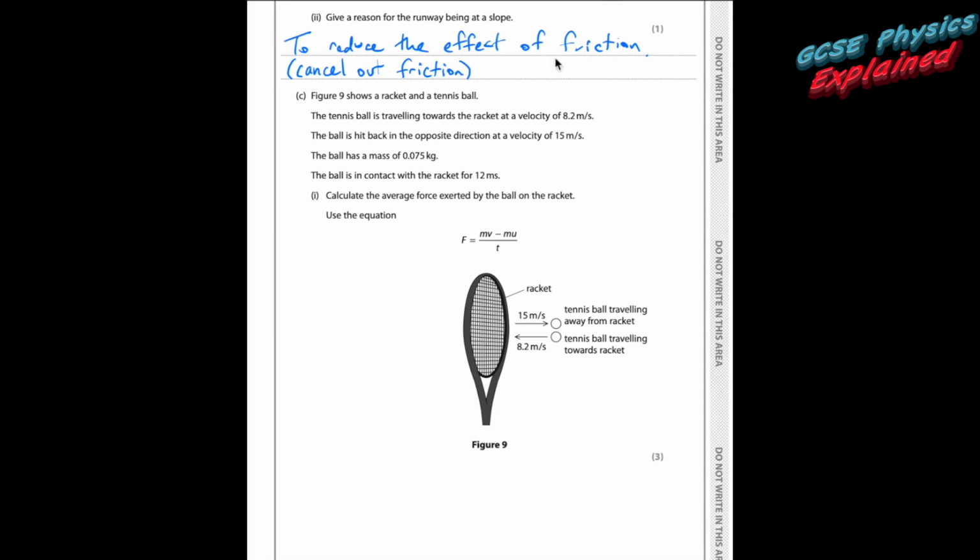To reduce the effect of friction, it cancels out friction, or you could say the purpose of that is so that trolley A travels at a constant speed. If it's only worth 1 mark, I like to say the first thing about friction. If it's worth 2, I'll say them both.